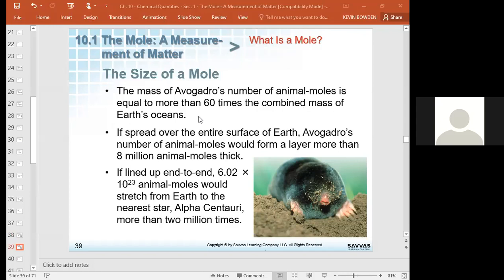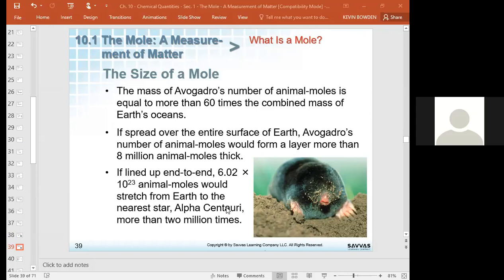So it would be 60 times the combined mass of Earth's oceans. If it spread over the entire surface of all Earth, you would have 8 million animals thick. In the XKCD article, they talked about kilometers, like I think it was 60 kilometers, or was it 80 kilometers? I forget which one. Way, way taller than Mount Everest. And if you lined all those up end to end, we would reach from Earth to the nearest star 2 million times.